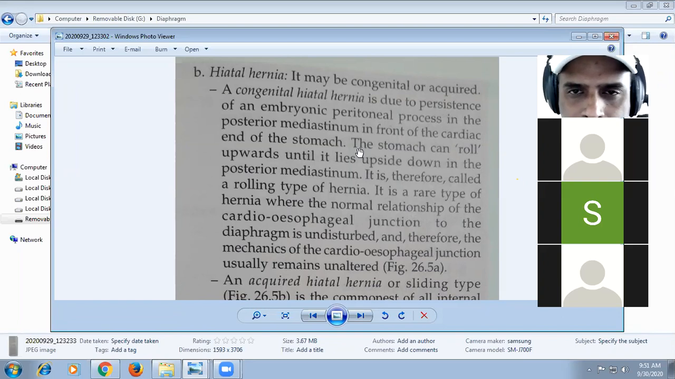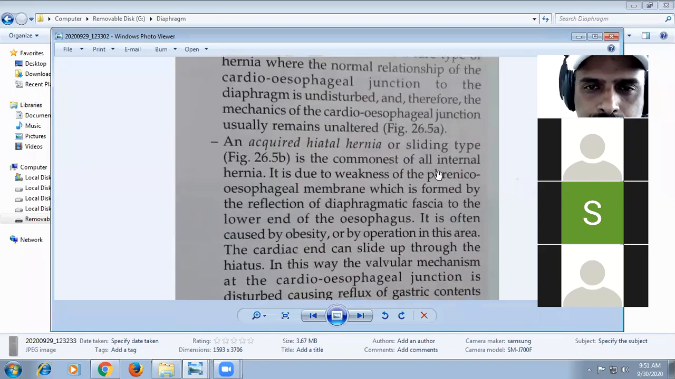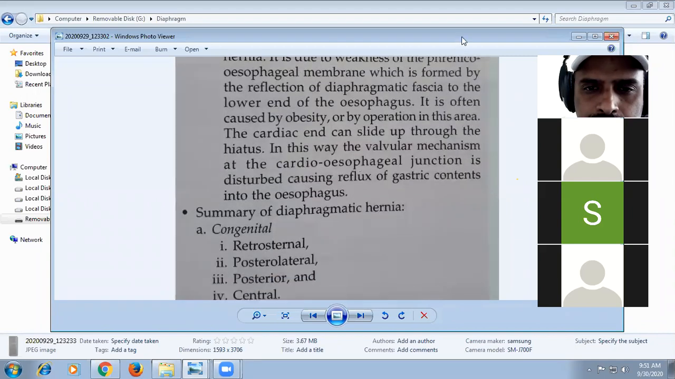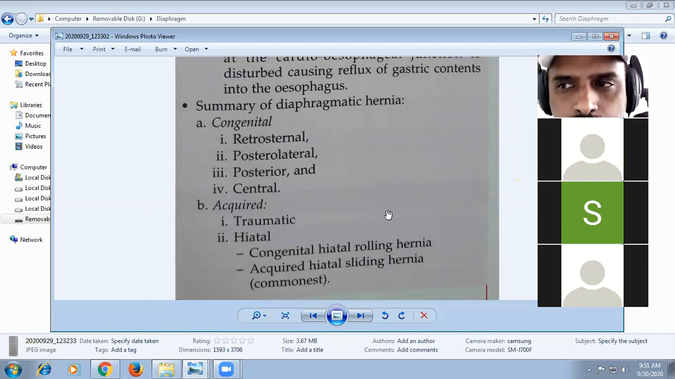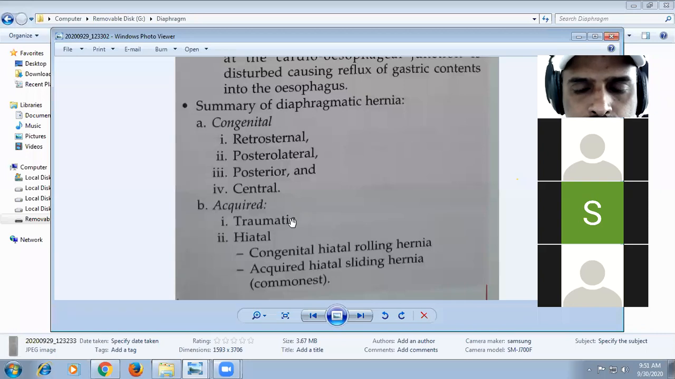This hiatal hernia commonly relates to the diaphragm, and even the acquired hernia. So that is almost the whole summary of the diaphragmatic hernia. You should remember the classification: congenital and acquired. Congenital I have told: retrosternal, posterolateral, posterior and central. Acquired means when trauma occurs, damage to the phrenic nerve or trauma to the diaphragm, an abdominal hit. And hiatal can be congenital or acquired. That is a very important point you have to remember.